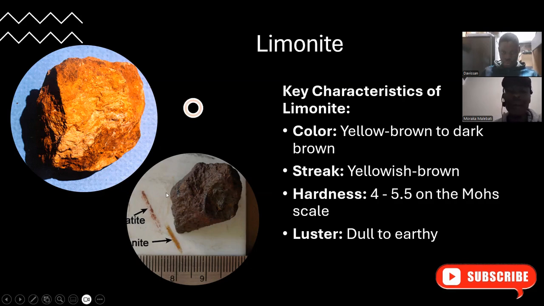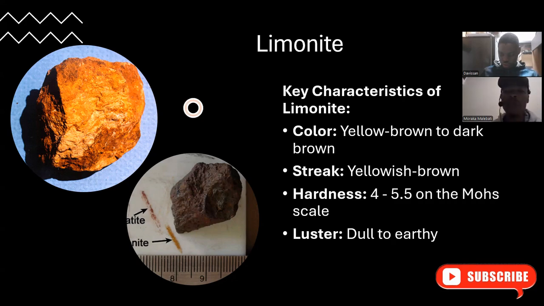The streak, which is yellowish brown, is the distinctive feature. It will help you differentiate it from hematite. So it will have the yellowish brown streak, and the luster will be dull to earthy. Earthy, like I said, means wherever you put it, it will leave dirt. And then it will be dull.